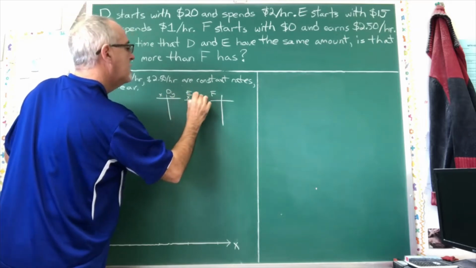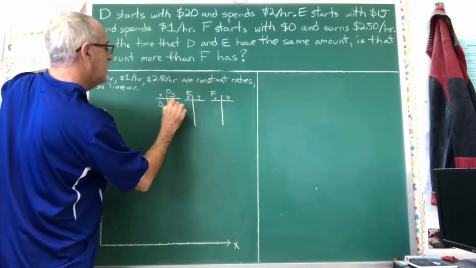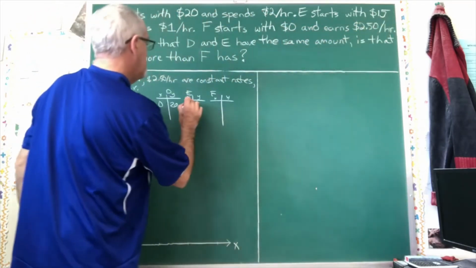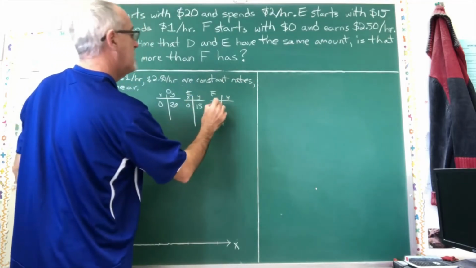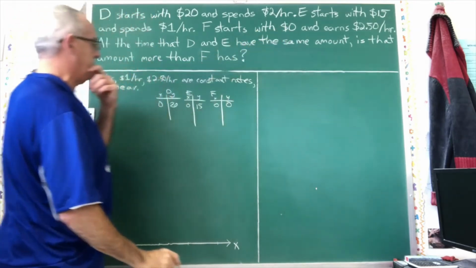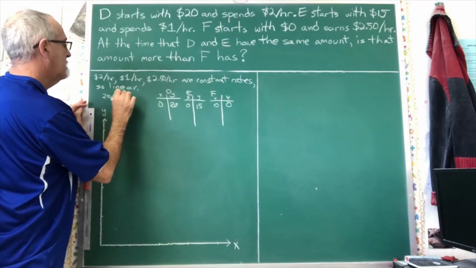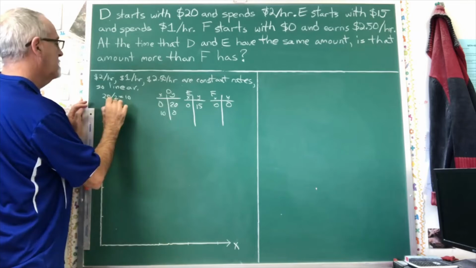Now, the information in the question tells me a point for each of D, E, and F. And I start by building my table of values with that point. In each case, it's the y-intercept. For D, I started with $20, so I have the point (0, 20). For E, started with $15, so we have the point (0, 15). For F, we started with $0, so we have the point (0, 0).